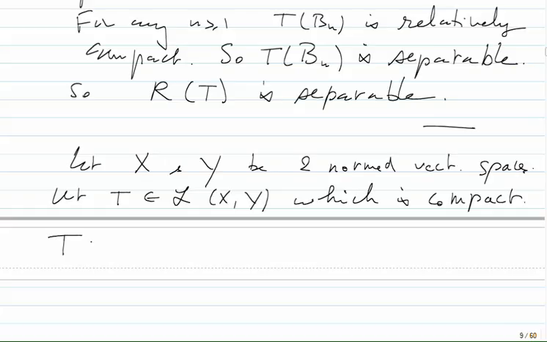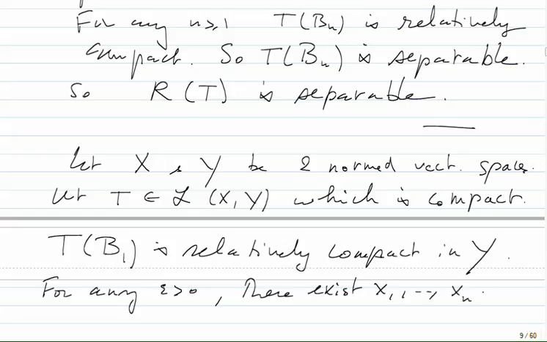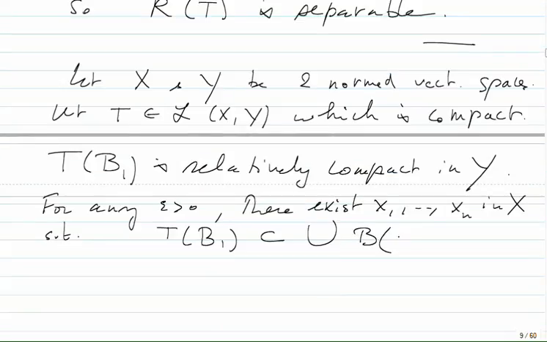So we know that T(B1), where B1 is the closed unit ball of X, is relatively compact in Y. And therefore it is totally bounded, which means that for any epsilon positive, there exist x1, ..., xn in X such that T(B1) is included in the union of the balls B(T(xi), epsilon), i from 1 to n. So this is just the total boundedness of T(B1).